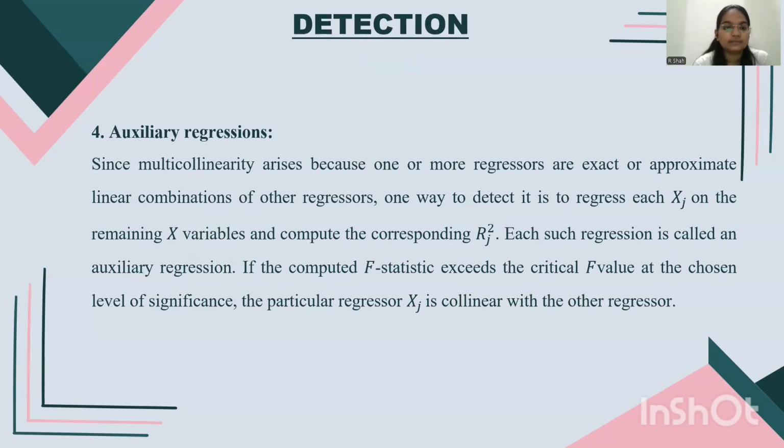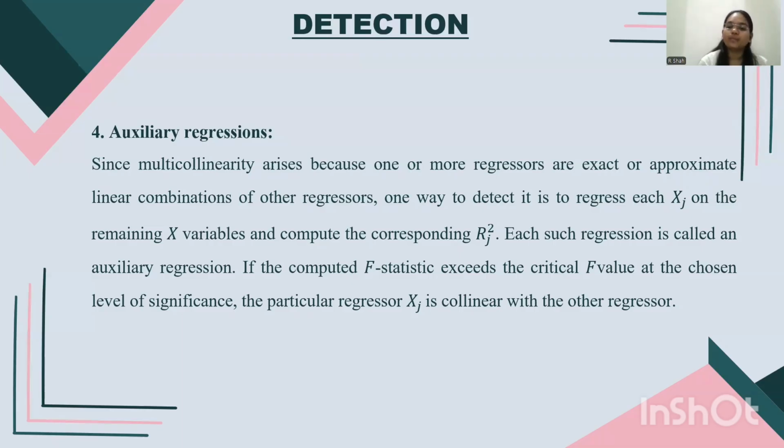Auxiliary regressions. Since multicollinearity arises because one or more regressors are exact or approximate linear combinations of other regressors, one way to detect it is to regress each xj on the remaining x variables and compute the corresponding Rj square. Each such regression is called an auxiliary regression.